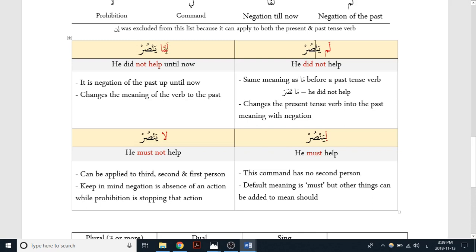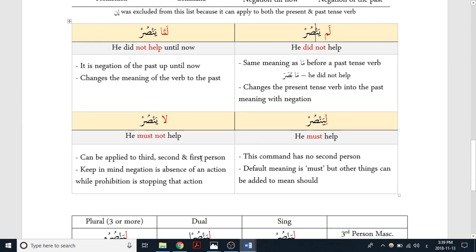Then we have lamma yansur, which is he did not help until now. It is negation of the past up until this current point in time. So you're pretty much just negating and then throwing on until now. It's the same as lam, except it goes up until right now. The next is li yansur, which is he must help. This is a command. You're commanding somebody to help.